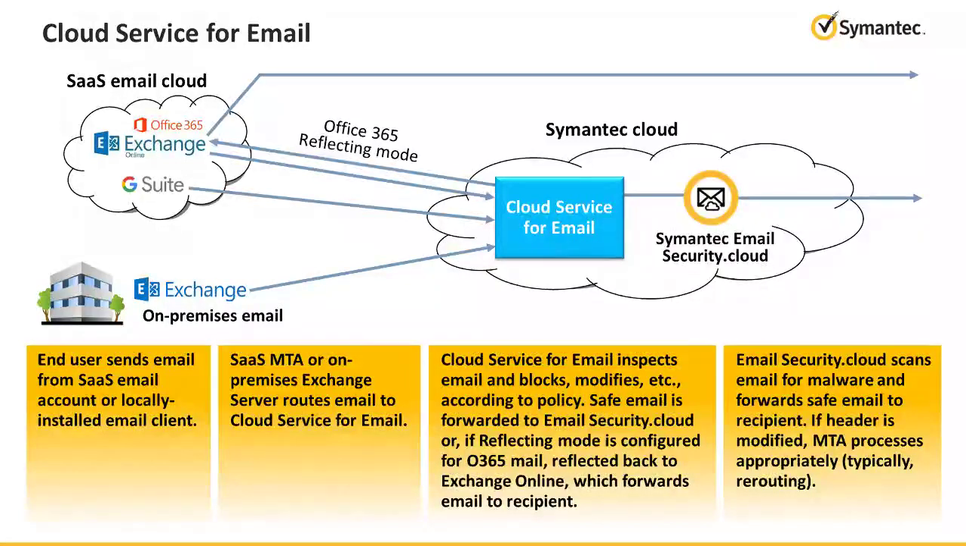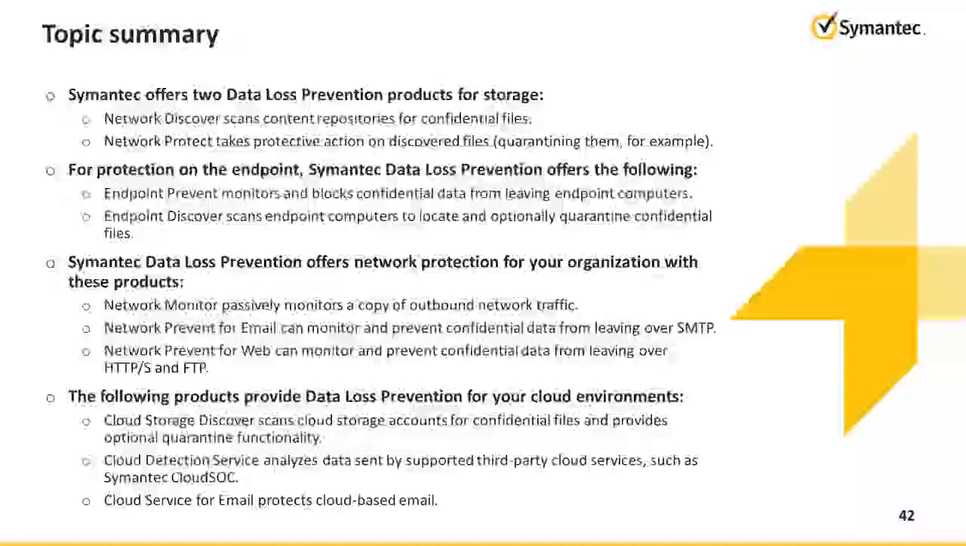If Cloud Service for Email detects content that violates DLP policies, it can block, modify, or redirect email as specified in the policy. In summary, Symantec offers two data loss prevention products for storage. Network Discover scans content repositories for confidential files, and Network Protect takes protective action on those files, for instance, quarantining them.